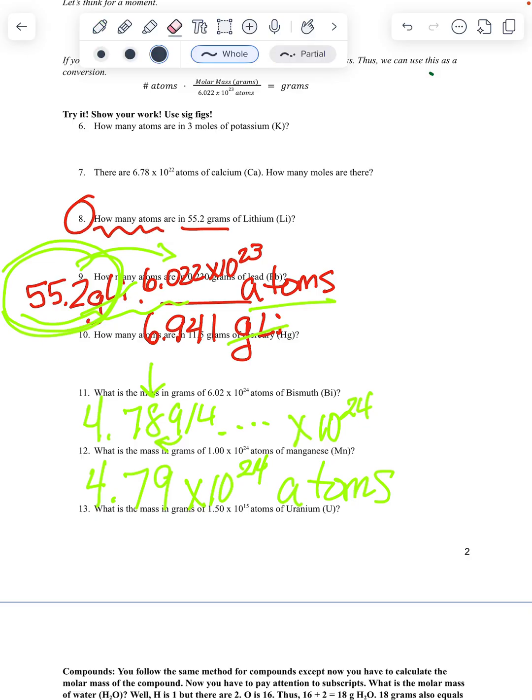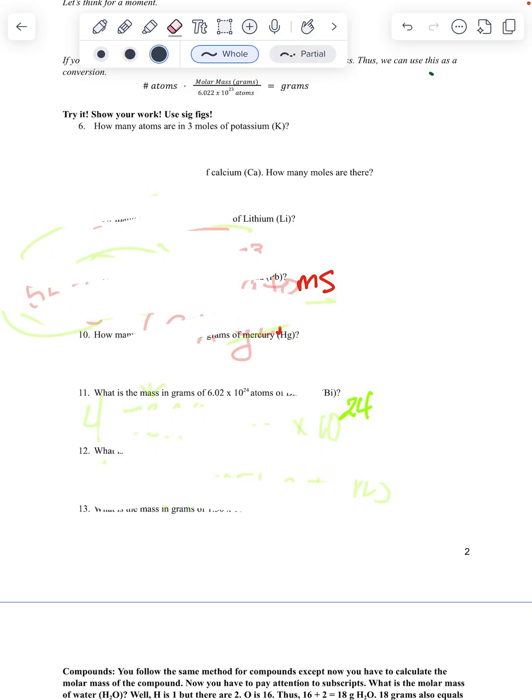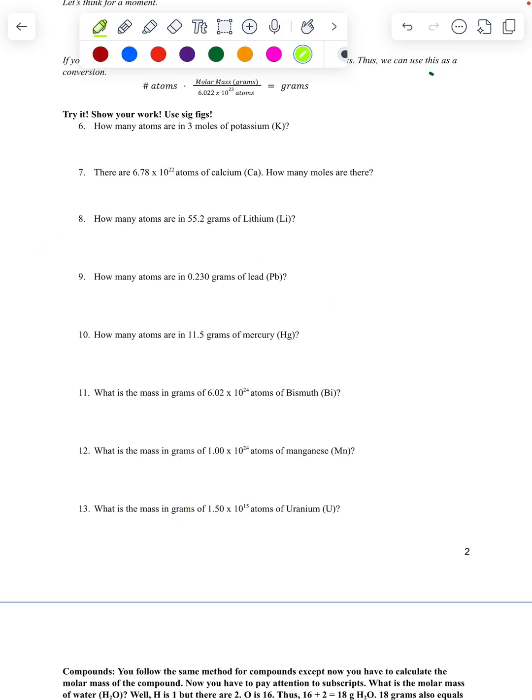Give you a moment to catch up while I erase. We're going to do number 11 next. Dang it. It's a very particular program. If you accidentally click on something else, it goes back to writing. All right, let's go on and do number 11. Right here, number 11.